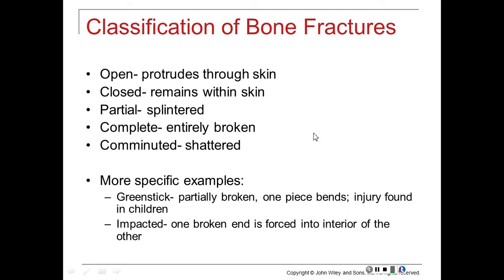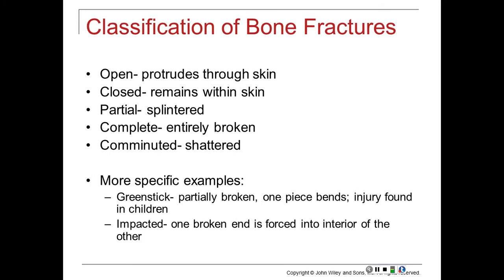A complete break would be where the bone is entirely broken in half or severed down the center. We'll take a look at some of those. A comminuted fracture would be a shattered bone, where the bone is broken into many pieces. There are also some specific examples, like a greenstick fracture. This is a partial break, usually just one piece bends. This is a common injury in children. Greenstick fractures usually occur on the distal limbs, around the wrist or around the ankle.